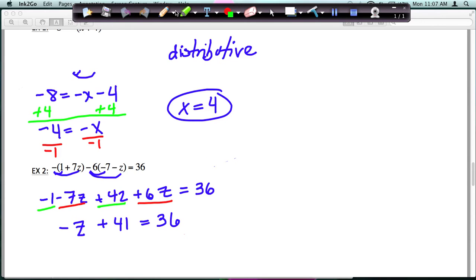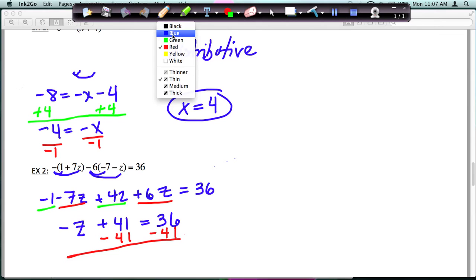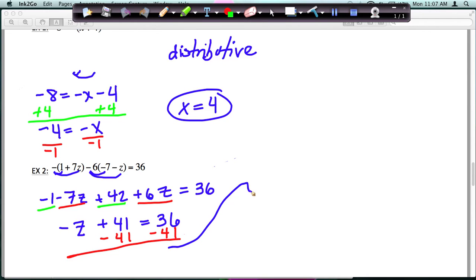Okay, so now we want to get that z term by itself. So I'm going to deal with this term that doesn't have a variable, the positive 41, and I'm going to subtract 41 from both sides. And when I do that, I'm going to go ahead and write it over here, I get -z equals -5.